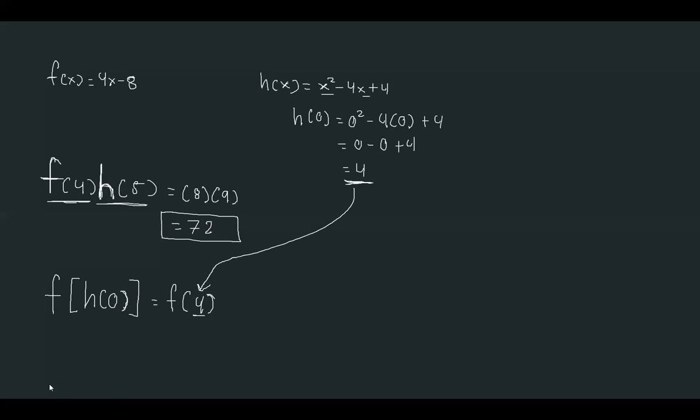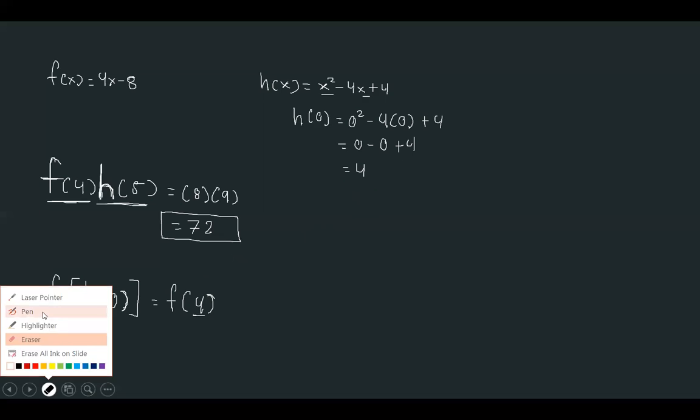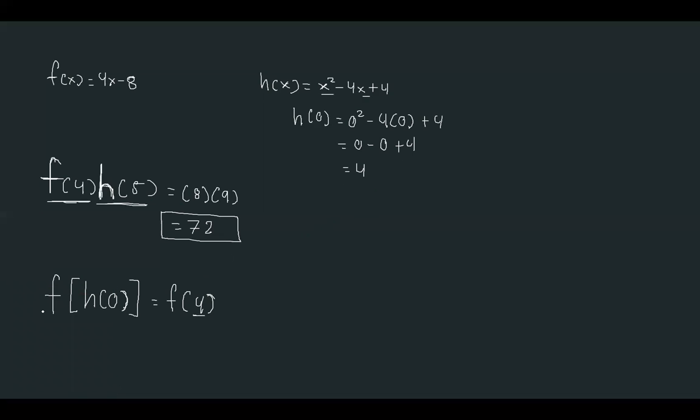Now, are we done? The answer is we're not done yet, because here we have f of 4. That means we need to find the output for f of 4. We're going to substitute 4 for the x. So we have 4 times 4 minus 8. 4 times 4 is 16 minus 8. So this would be 8 as your final answer. Therefore, f of h of 0 is 8.